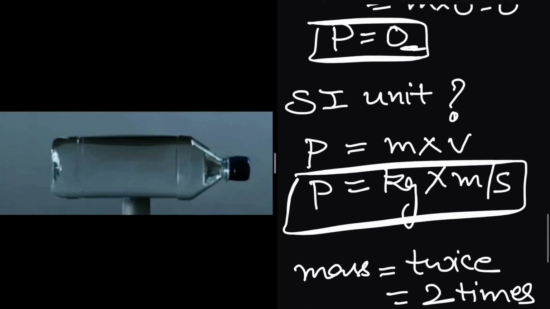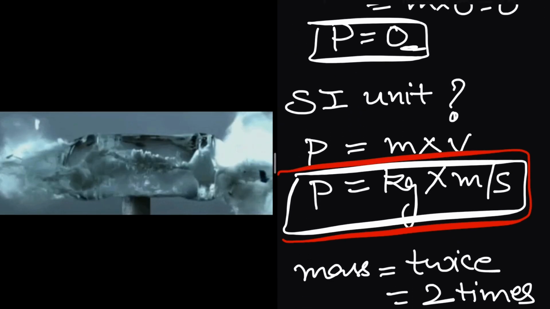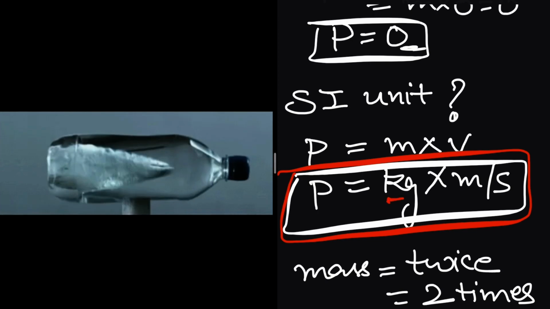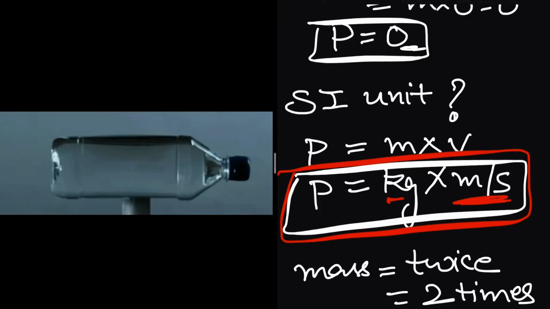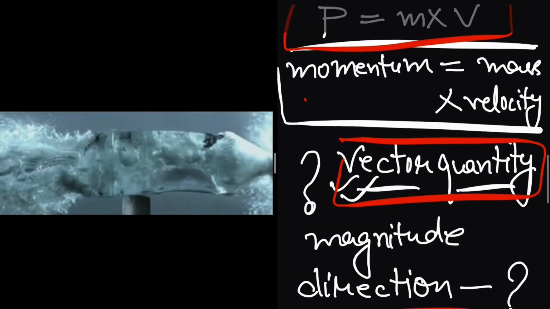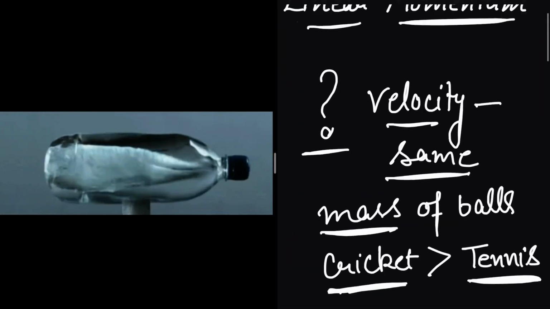What will be its SI unit? The SI unit is kg meter per second. Why? The SI unit of mass is kg. The SI unit of velocity is meter per second. The product of both is the SI unit of momentum. Clear, students? I hope this topic, linear momentum, is clear to you.